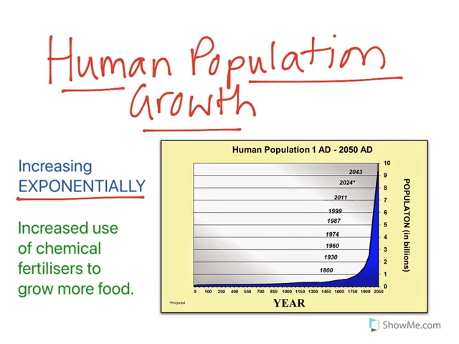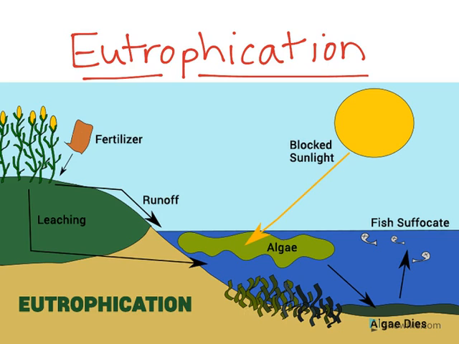The reason why we need so much chemical fertilizer these days is because the human population is growing exponentially. Predictions, as seen in the graph here, show by 2050 the population may have reached 10 billion, and we need more food basically to feed that growing population.